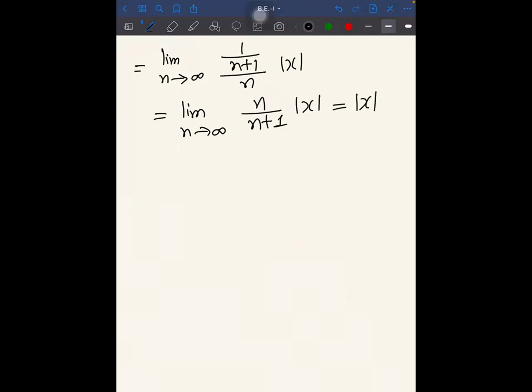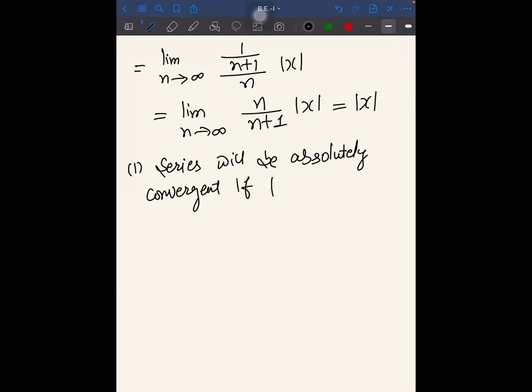Now the series will be absolutely convergent if mod x is less than 1. So that means x lies between minus 1 and 1.